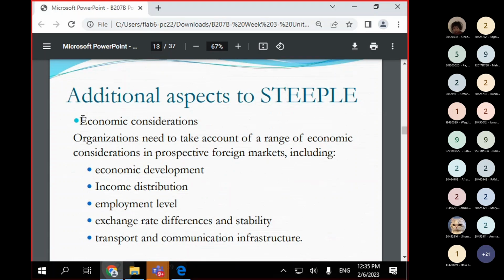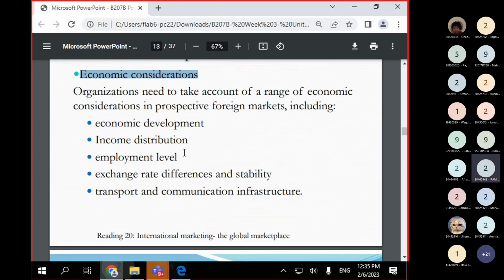Now, what about the economic considerations? Things about the economy itself. Like what? How do you know if the economy of the country is good or suitable for you to sell your products or not? When they don't have inflation, they have demand and supply in the normal range, and the products are not too expensive or too cheap.